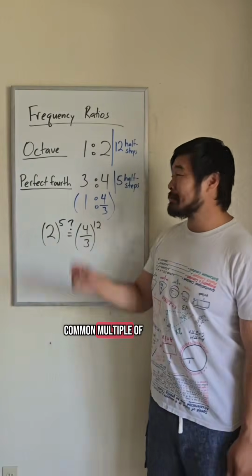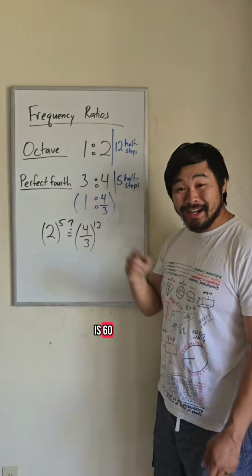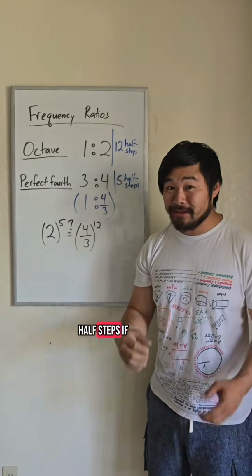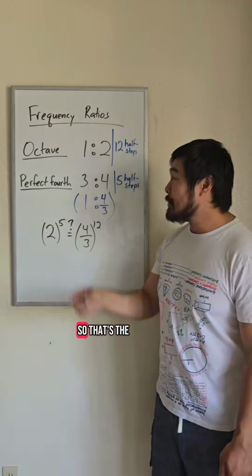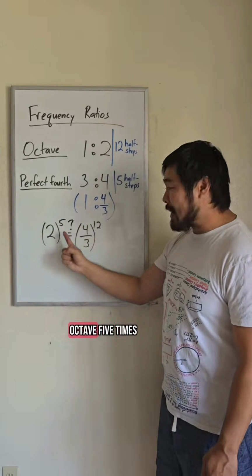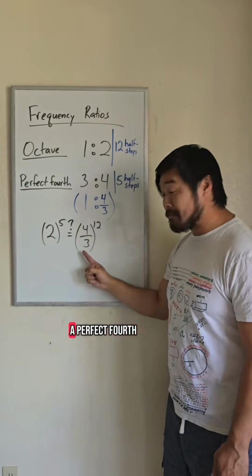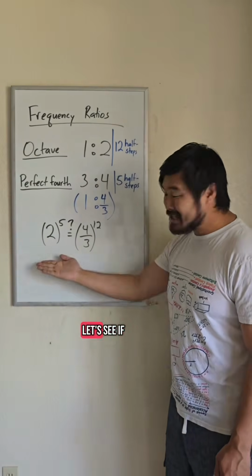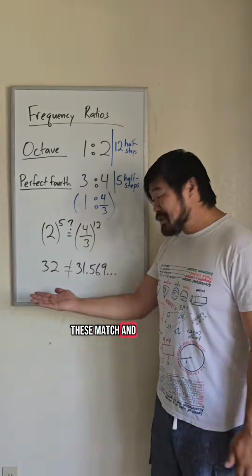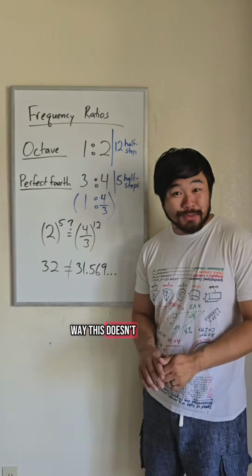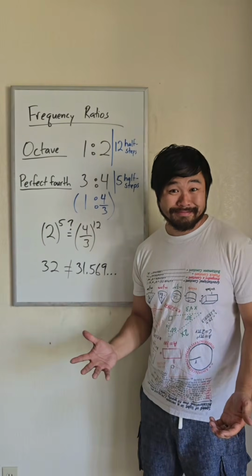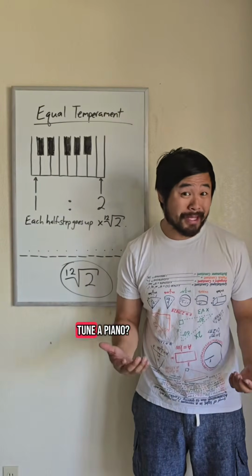Now, the least common multiple of 12 and 5 is 60, so we can check in 60 half steps if their frequencies match. So that's the same thing as going up an octave 5 times, or going up a perfect fourth 12 times. Let's see if these match. And they do not. And by the way, this doesn't work for any of the intervals. So how would a piano tuner tune a piano?